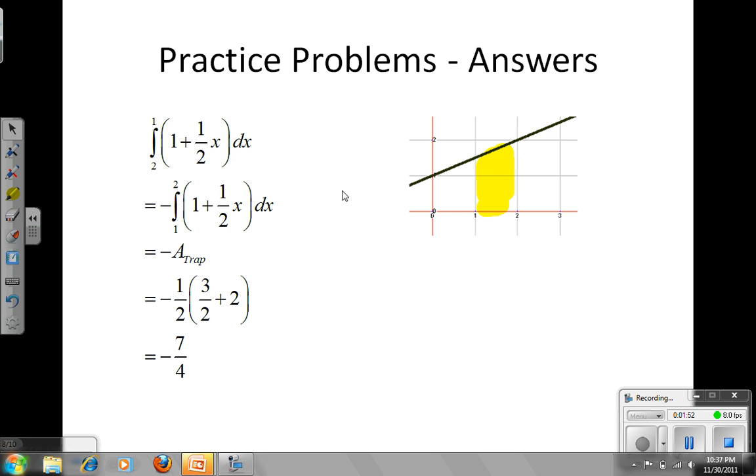And so the length of my two bases, if I plug 1 into my equation, 1 plus half of 1 is 3/2. If I plug 2 into my equation, 1 plus half of 2 is 2. And that's this height right here. Okay, so this side has length 2, this side has length 3/2, and I add them up and get my solution.